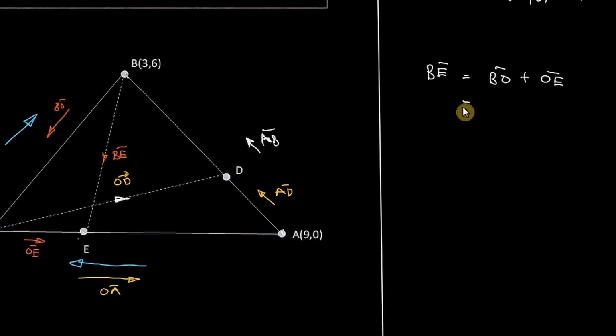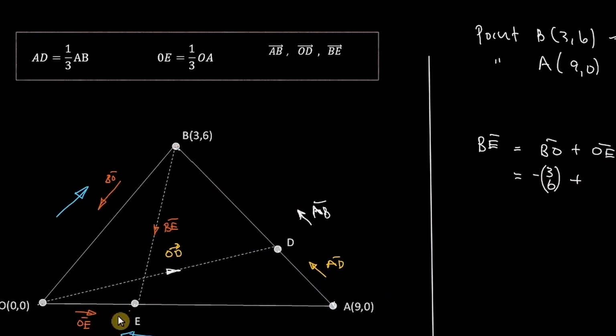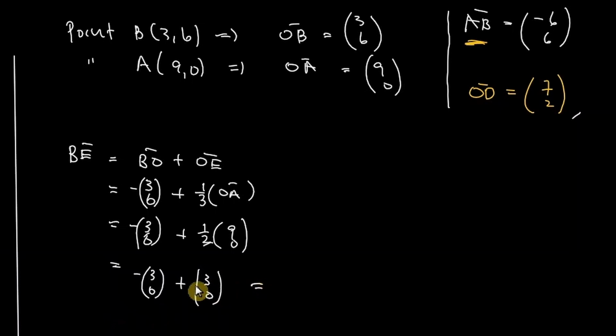Do we have values for these vectors? Well, the vector BO is simply the inverse of the vector OB, and we have OB as (3, 6). So the vector BO is the negative of OB, which is (-3, -6). And the vector OE, if you notice, is 1/3 the vector OA, where we know OA to be (9, 0). So we could replace that with (-3, -6) plus 1/3 of (9, 0), giving (-3, -6) plus (3, 0). If you add these together, we have 3 minus 3 is equal to 0, and 0 minus 6 is equal to negative 6. So the vector BE is equal to (0, -6).